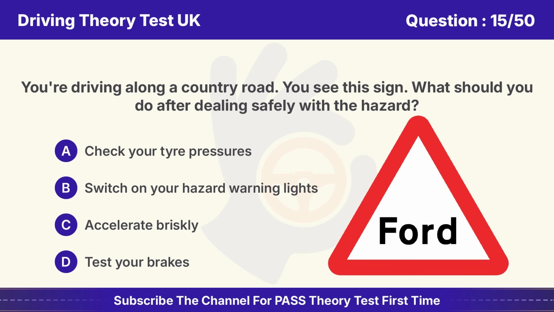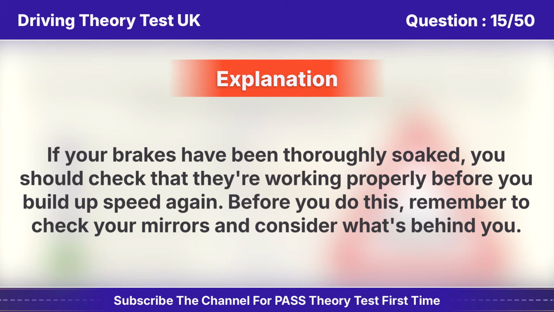Question 15. You're driving along a country road. You see this sign. What should you do after dealing safely with the hazard? Answer is D. Test your brakes. If your brakes have been thoroughly soaked, you should check that they're working properly before you build up speed again. Before you do this, remember to check your mirrors and consider what's behind you.